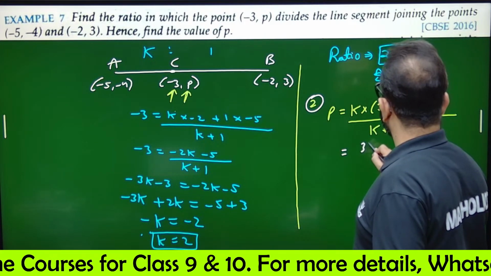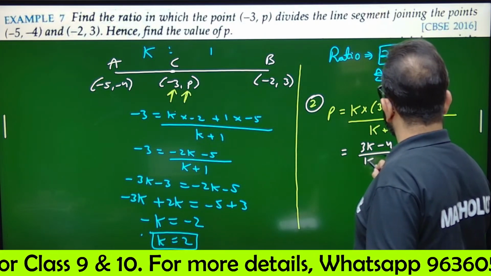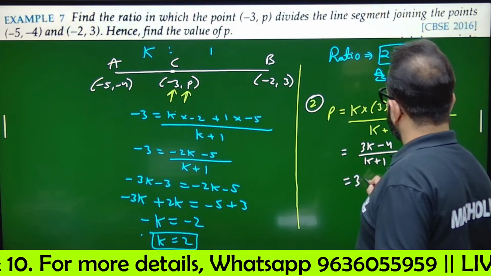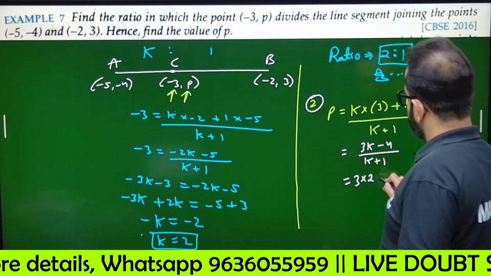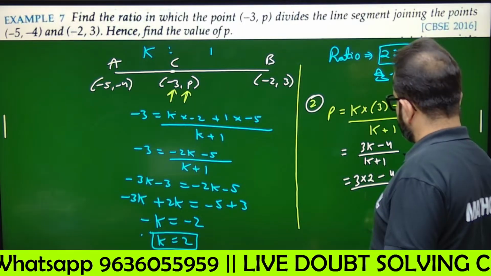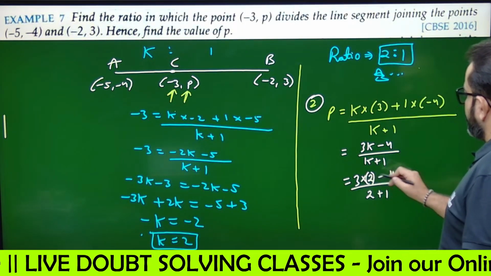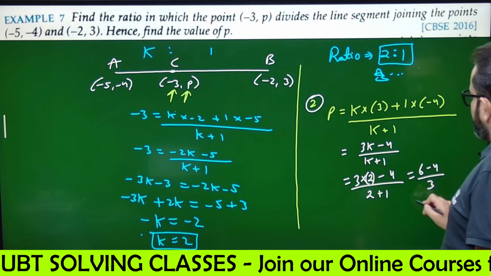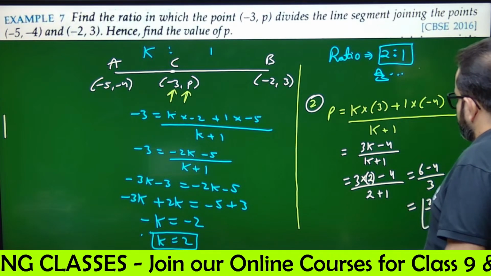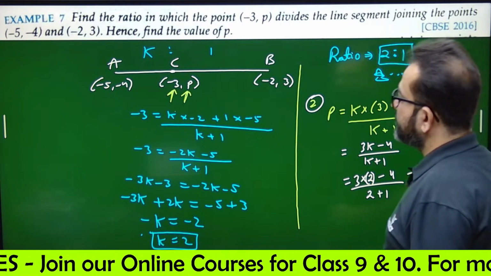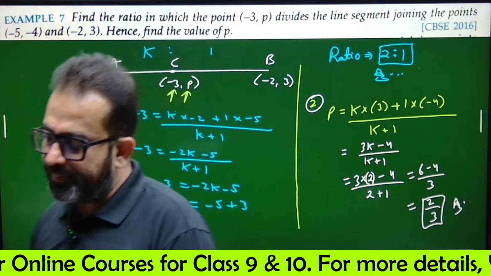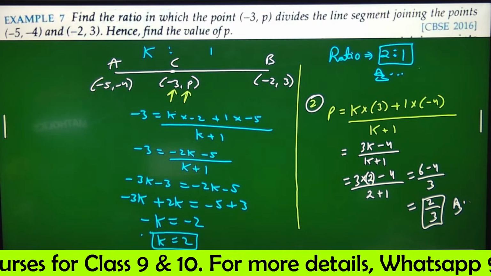That means 3k minus 4 upon k plus 1. That means 3 into, what is k? K is 2. So 3 into 2 minus 4 upon 2 plus 1. First multiply 3 into 2. So it will be 6 minus 4 upon 3. That means it will be 2 by 3. So the value of p will be 2 by 3. That's it. Copy it.